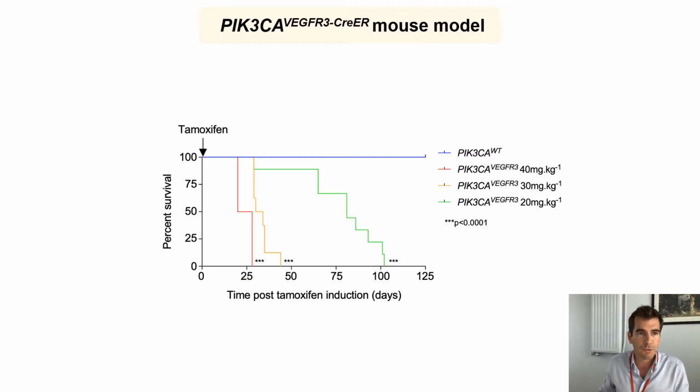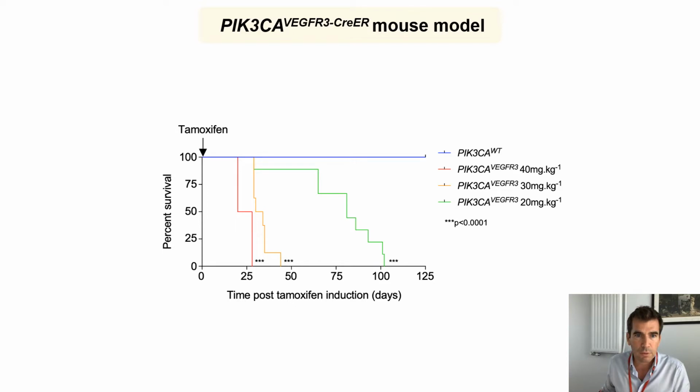And what we observed is that, while here you have the survival curve of the wild-type mice, when you give a high dose of tamoxifen, 50 mg per kilo during 5 days, you see that very shortly after tamoxifen induction, the mice died, and they were dying suddenly with plenty of edema, plenty of lymphatic leakage. I'm going to show you that.